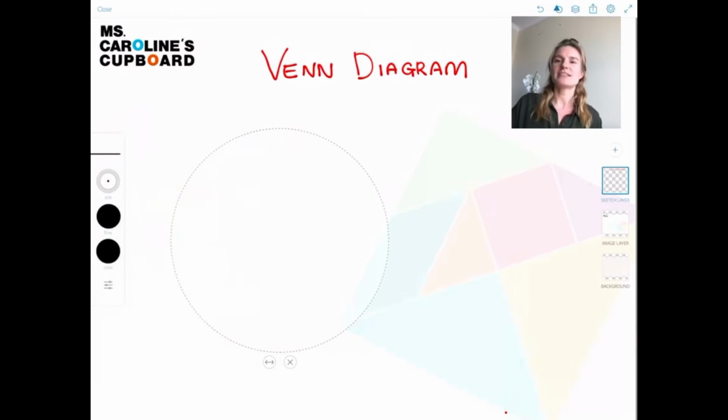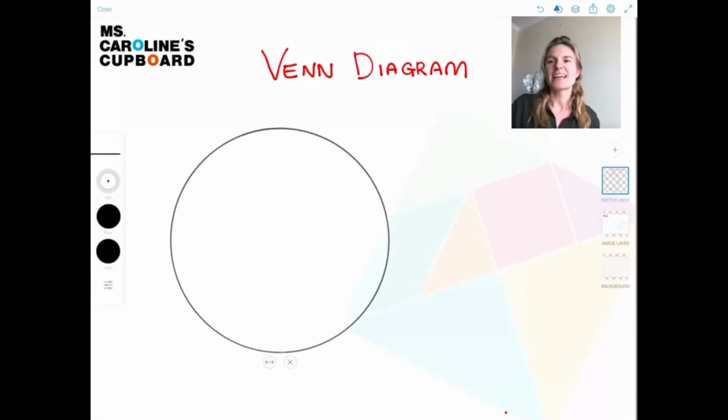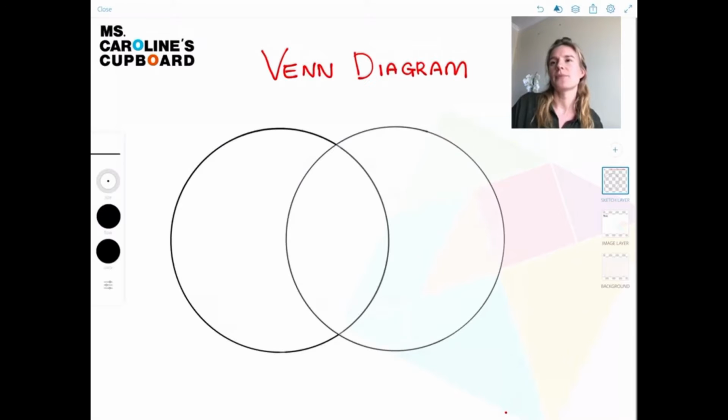First of all, you have to take a circle. So draw one big circle. It has to be big enough that we can write inside of it. And we're going to draw a second circle, but we're going to cross them over in the middle. We have to leave space in the middle to write as well. So we draw two circles. Brilliant. Now our Venn diagram is ready.